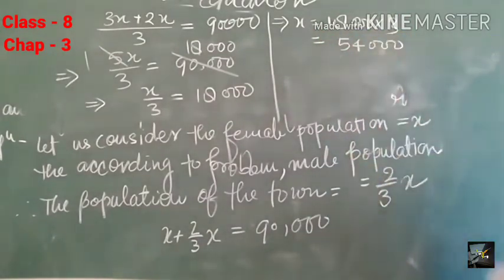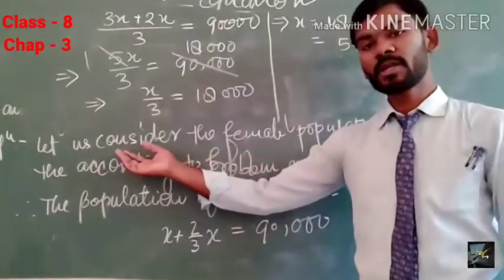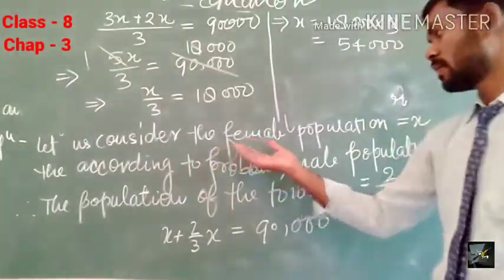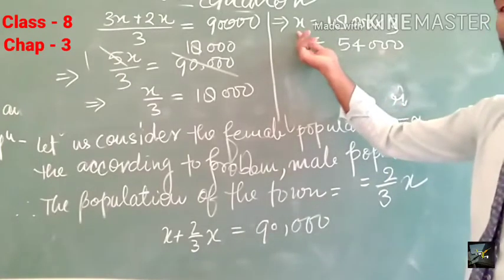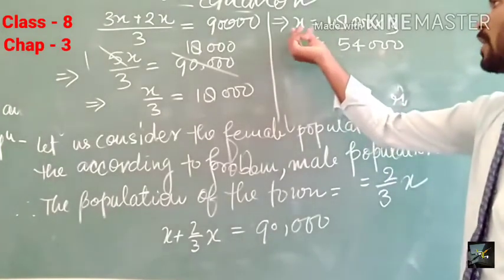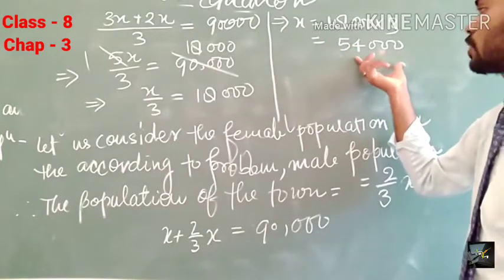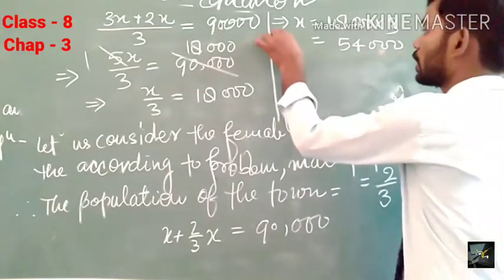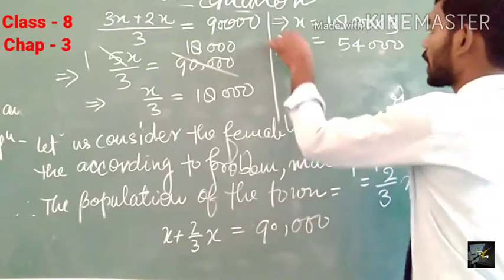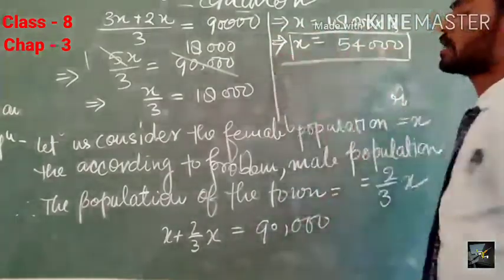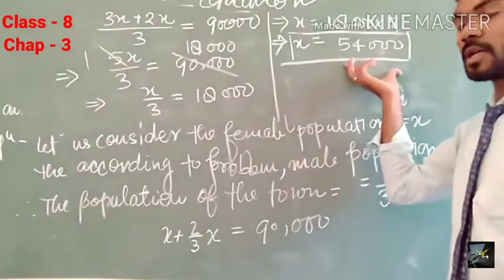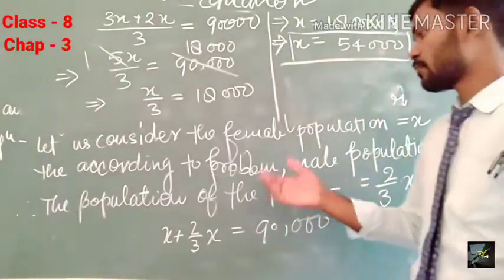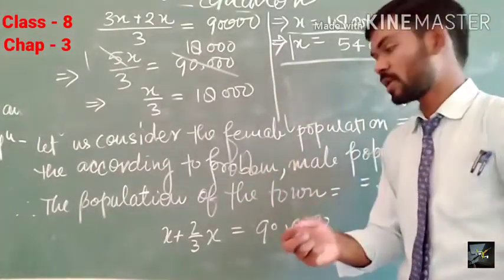54,000. So here, as we have considered in the first line that the female population is x, in this step we have got the value of x as 54,000. So this will represent the number of females in the city. This is the female population of the town. In the next step, we have to find out the male population.